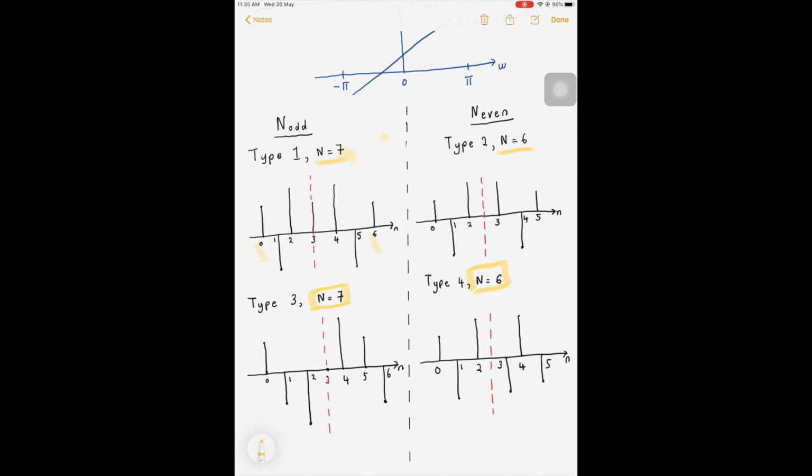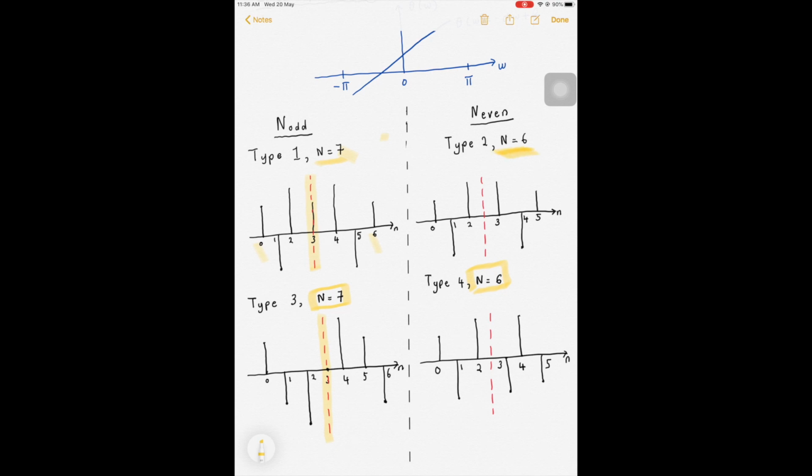The symmetrical line is at n equal to 3. So basically, n equal to 3 is your center of symmetry. Same goes to type 3. For type 3, we want to know whether it is linear phase or not, so we have to fold the sequence and then open it again, and we know that the center of symmetry is at n equal to 3.